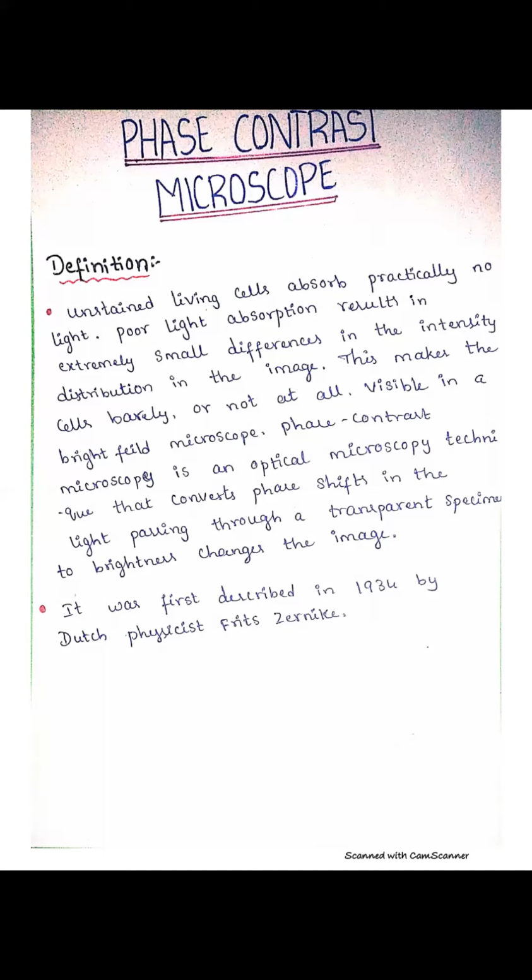Unstained living cells absorb practically no light. Poor light absorption results in extremely small differences in the intensity distribution in the image. This makes the cells barely or not at all visible in a bright field microscope. Phase contrast microscopy is an optical microscopy technique that converts phase shifts in the light passing through a transparent specimen to brightness changes in the image. It was first described in 1934 by Dutch physicist Fritz Zernike.